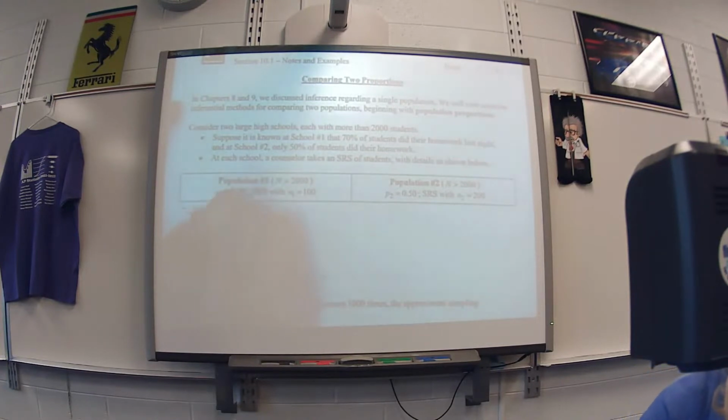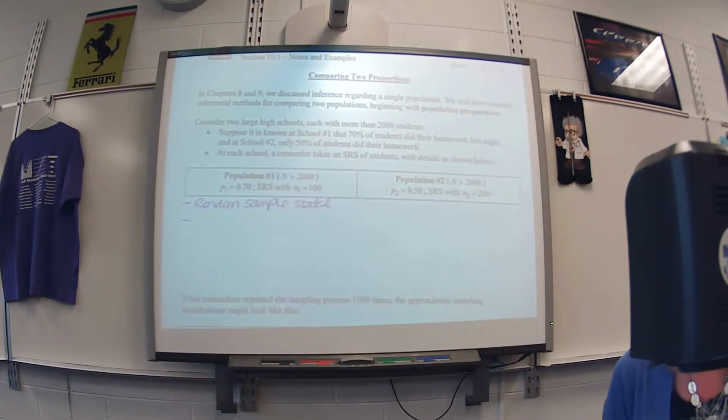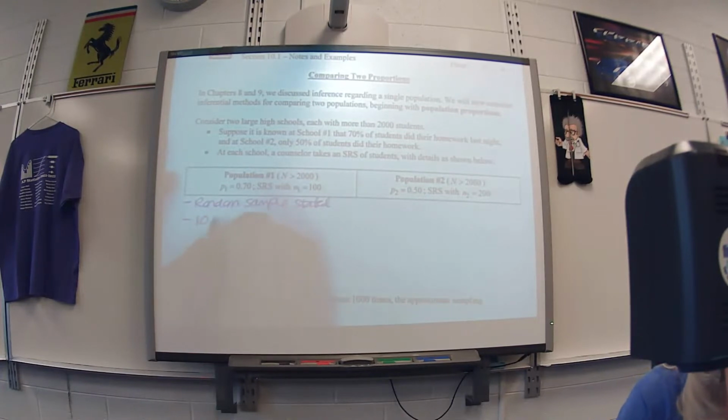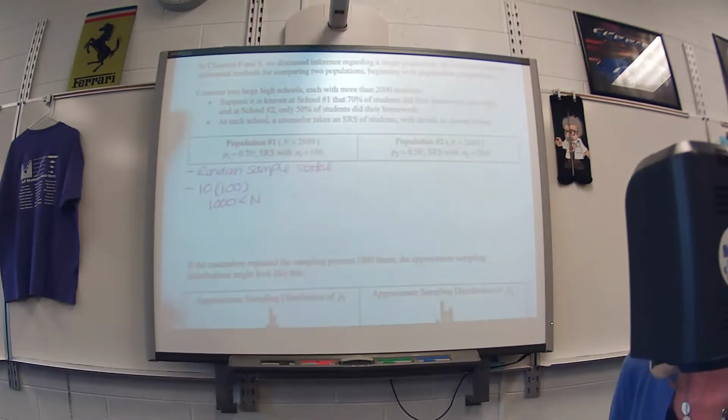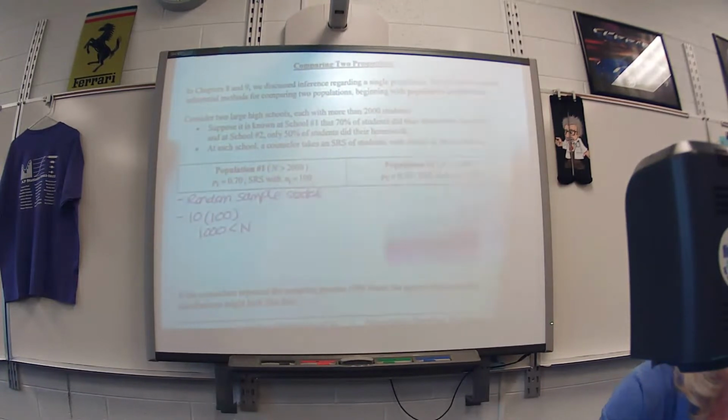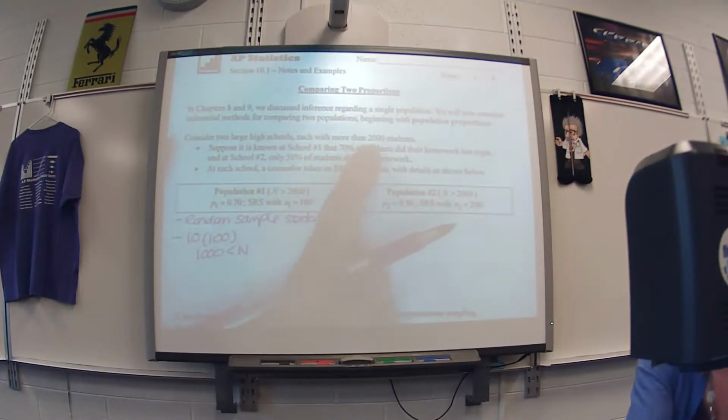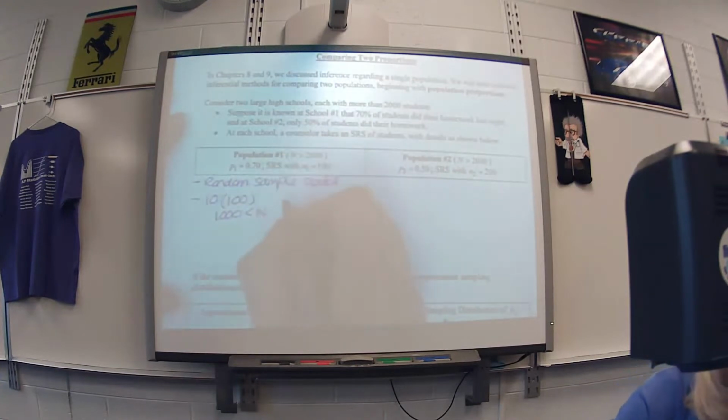Okay, so it was stated that it was a random sample. Independent, every student is independent of one another, but I can quantify it by checking my 10% condition. So 10 times my n size, in this case 100, gives me 1,000. Have I sampled less than 10% of my population? Well, if my entire population is a school with more than 2,000 students, I'm good. Sample is less than 10% of population.